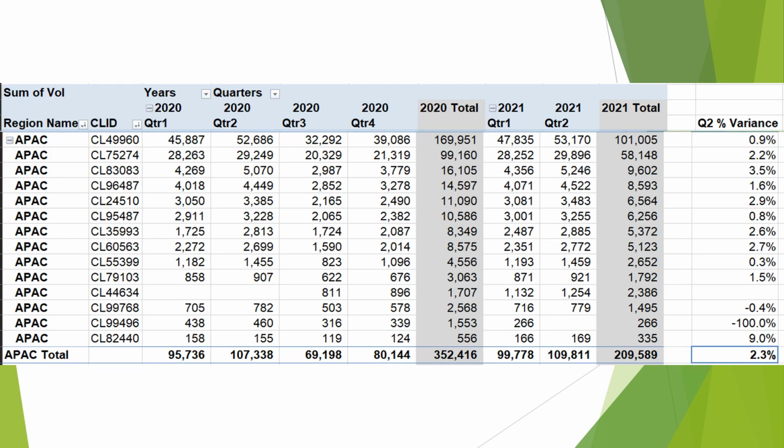Like North America, Asian Pacific also gained and lost clients. There's a new client in Q3 2020, client number 44634. There's also a client lost in Q2 2021, client 99496. Overall, although Asian Pacific fell short on forecast, this shortfall is mainly attributed to the loss of 99496 in Q2 of 2021.